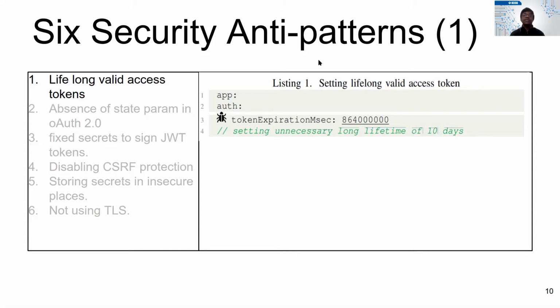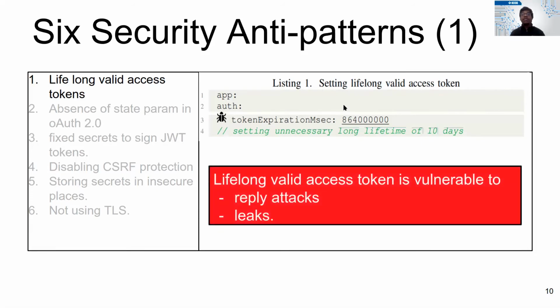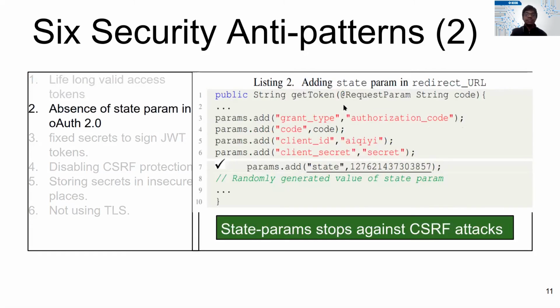Each access token has a validity period. It should be from 15 minutes to 2 hours. However, we have seen, as shown on listing 1, that developers tend to use lifelong valid access tokens. Here we can see in the code snippet that one developer has set the validity of the access token to 10 days. This is problematic because a lifelong valid access token is vulnerable to replay attacks, and setting the validity arbitrarily long increases the chances of the valid access token being leaked.